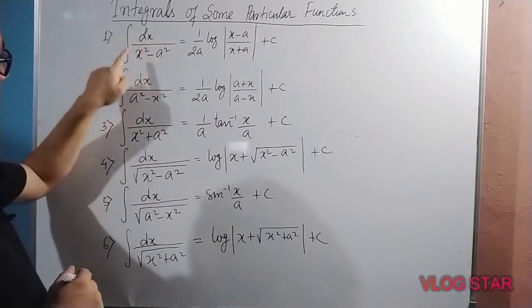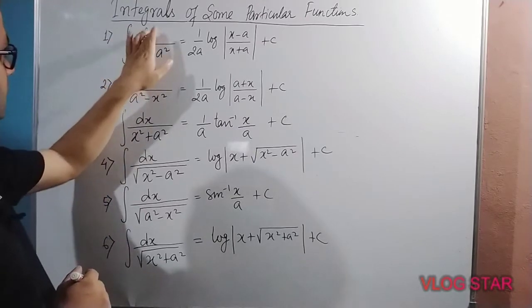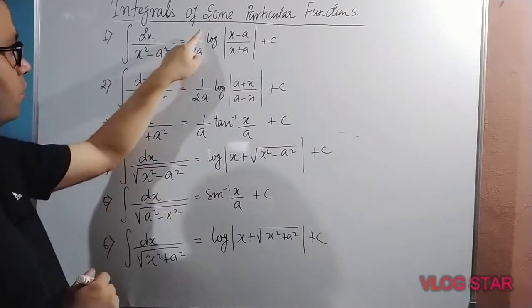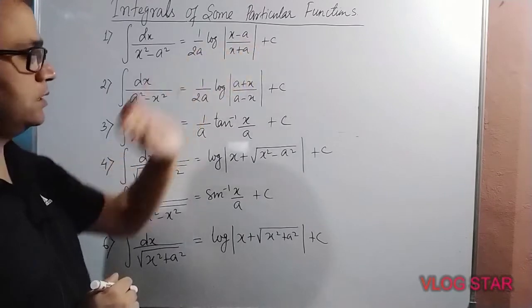In formula number 1, integration of dx by x square minus a square is 1 by 2a log of x minus a by x plus a, plus c.